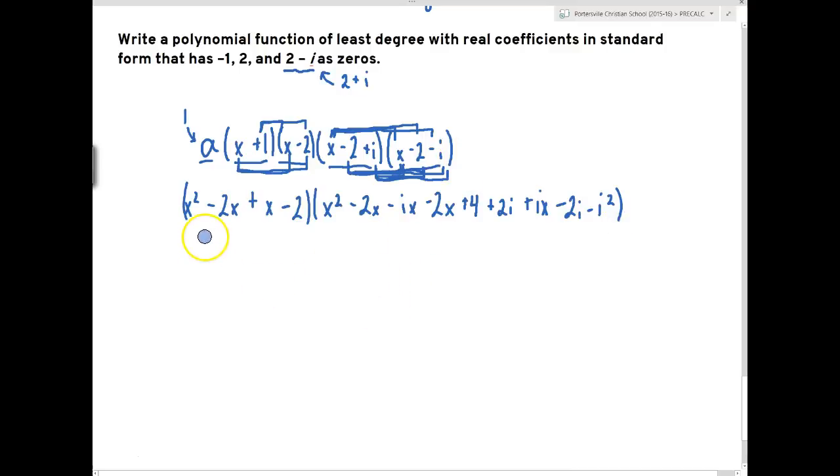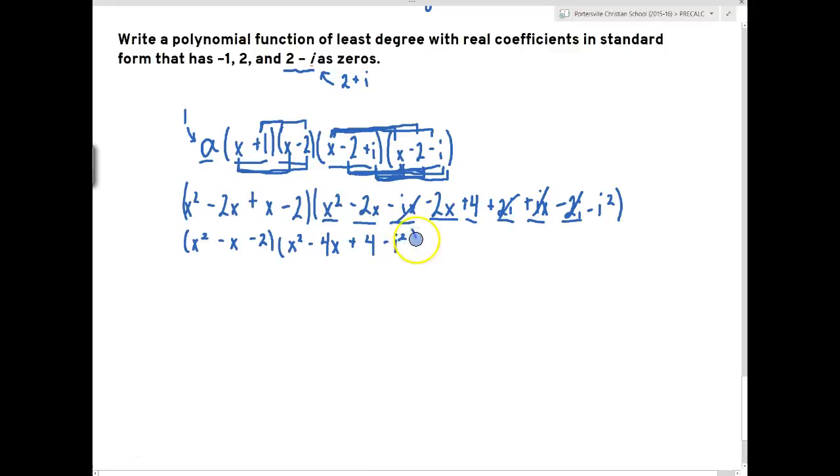So I can simplify this quite a bit. Negative 2x plus x is going to be negative x, so x squared minus x minus 2 times x squared. Negative 2x and negative 2x can be combined to give me minus 4x. Negative ix and positive ix will cancel out. And then we're left with our 4 here. And negative 2i and positive 2i cancel out. And we're left with negative i squared.